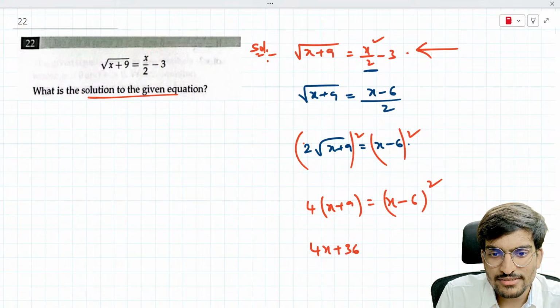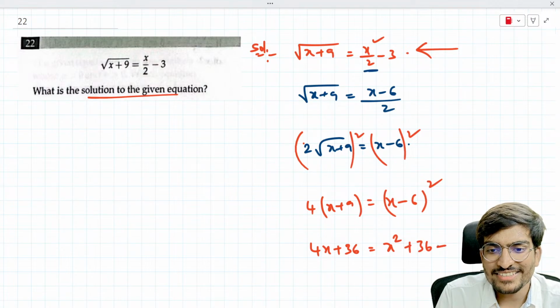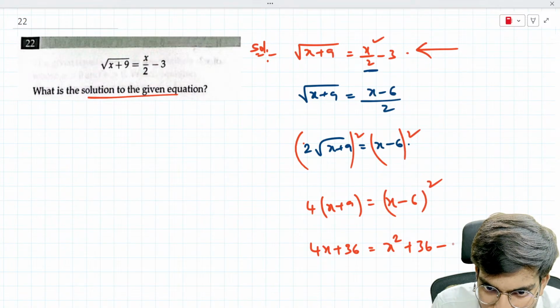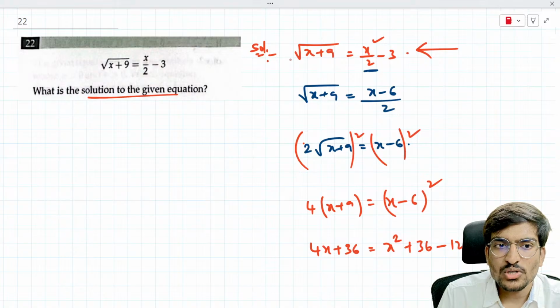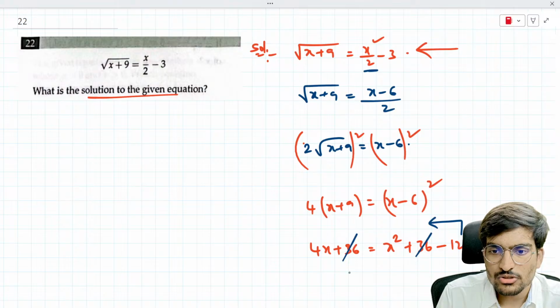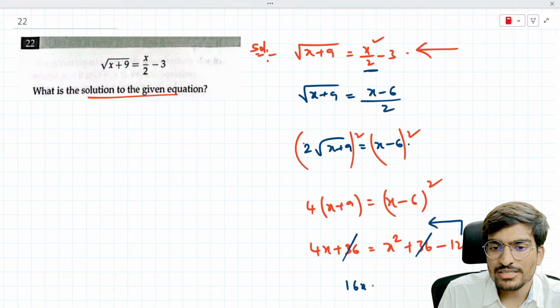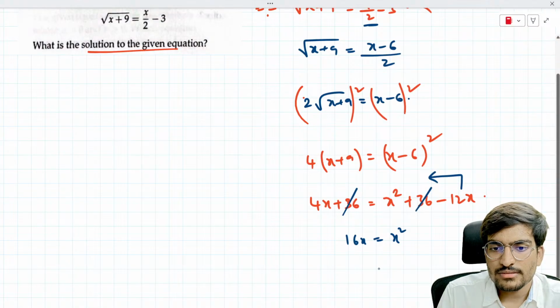4x plus 36 equals x square plus 36. No, I need an answer, not emojis. X square plus 36 minus 12x. So what do we get now? The 36 we can cancel, and then forward this. So 12x plus 4x, 16x equals x square. Then no, just make it 0.